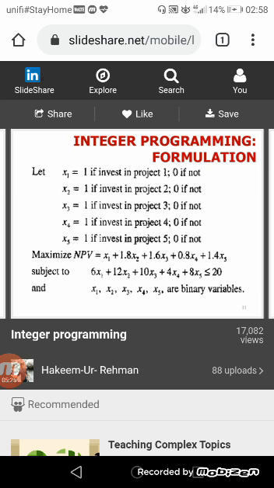Alright, so what I want you to do is try to solve all the problems using the software that I taught you in the first class. Try to solve the example for the pure integer linear programming problem, then the mixed integer linear programming problem, and the last one is the 0-1 integer programming problem. Try to do it, and I will have a look at your solutions.